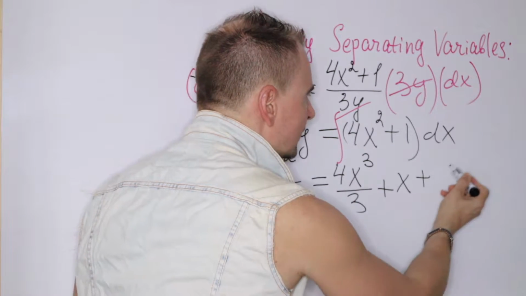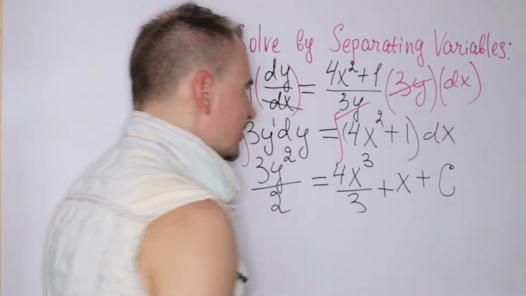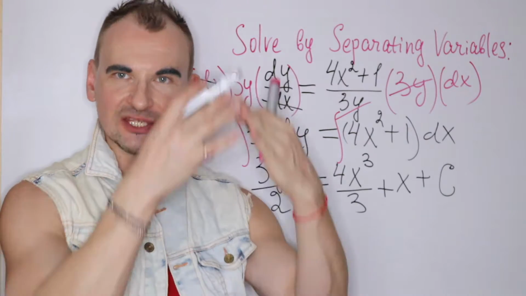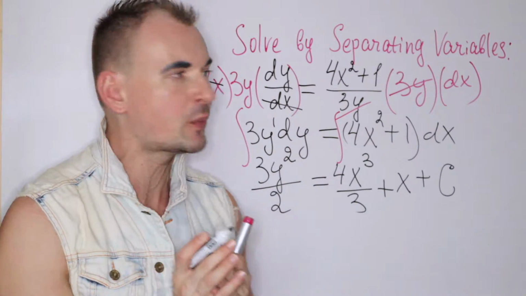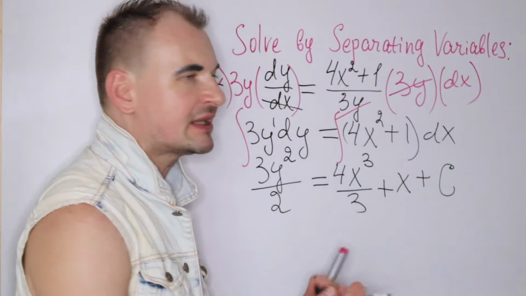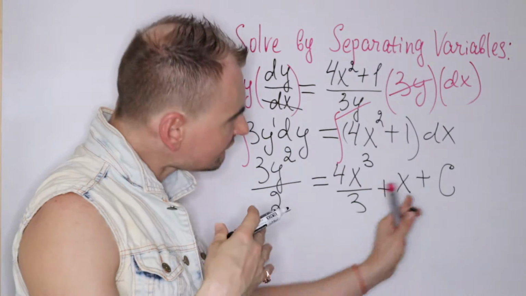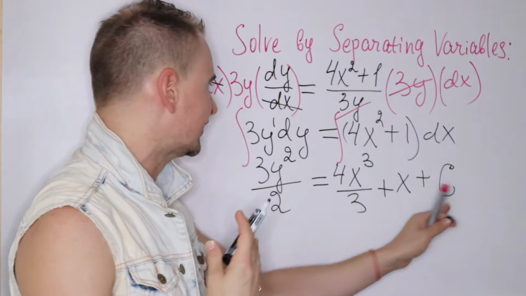And at this point, you have to add this arbitrary constant of integration c, since we're going to get the general solution to your differential equation. Generally speaking, it's a family of functions that differ by this constant c.